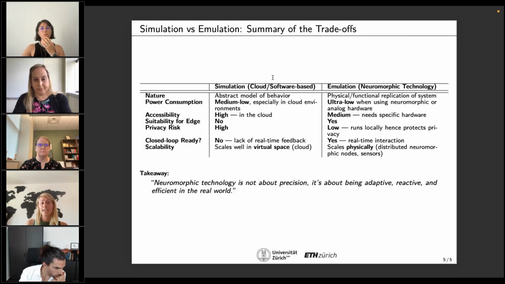So to conclude, the take-home message of this presentation is that, in my opinion, neuromorphic technology is not about precision. It's about being adaptive, reactive, and efficient in the real world.